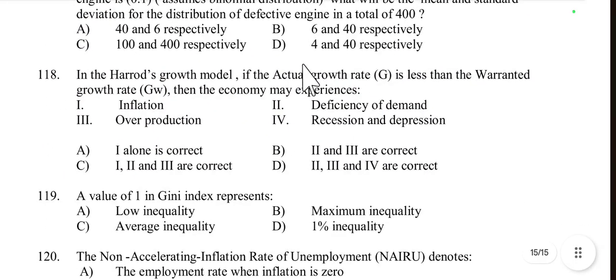Then question number 118. In the Harrod growth model, if the actual growth rate GA is less than the warranted growth rate GW, then the economy may experience. When actual is less than warranted, it creates depression. So the first one, inflation, no, it creates depression or deflation. Then deficiency of demand, yes, it creates deficiency of demand, overproduction, and recession and depression.